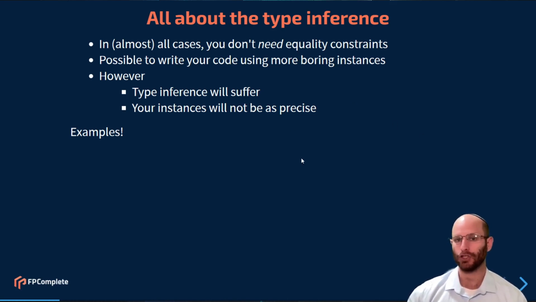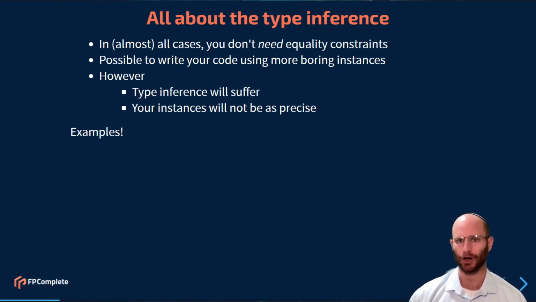It is possible to completely bypass them in, I believe, every case. There may be some exceptions to that. However, if you do that, type inference is going to suffer, and if you go ahead and include these, you are documenting to a certain extent what the intended usage is of this instance.